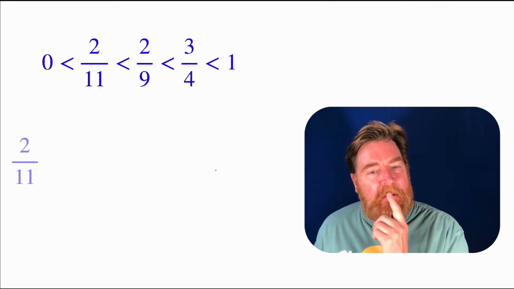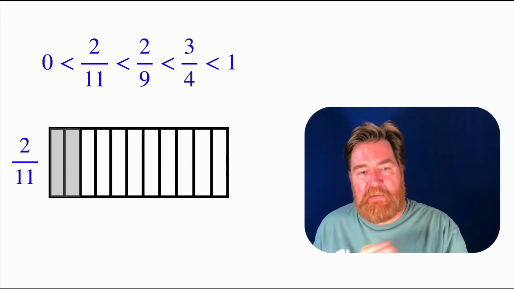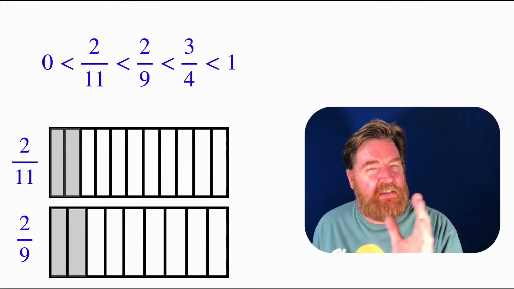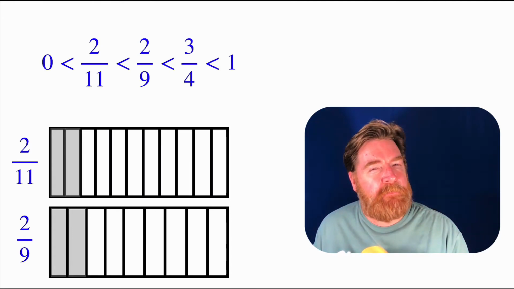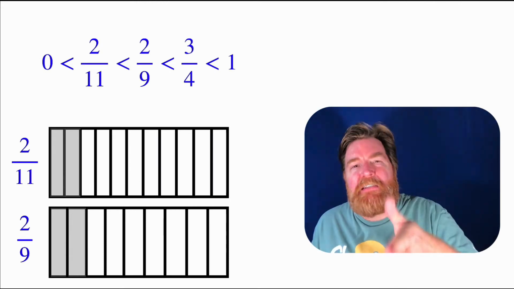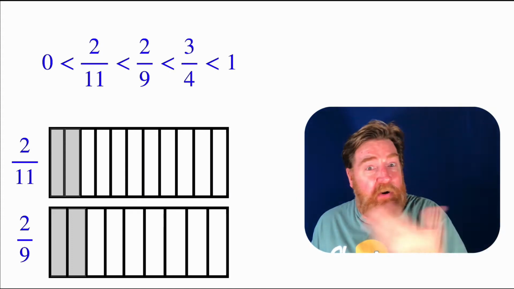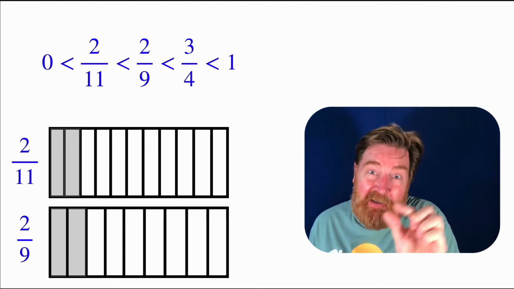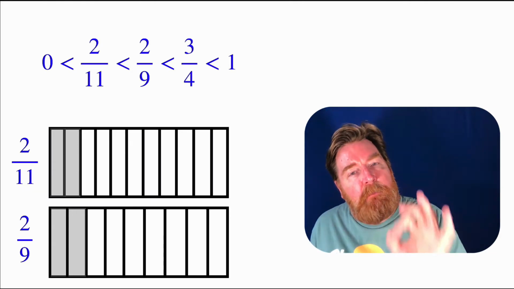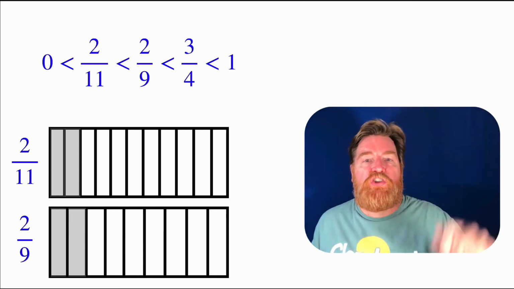Well, check this out. Here is 2/11ths. There's a candy bar, 11 equal pieces, and 2 are kept, 2 are shaded. Look at 2/9ths. See how 2/9ths is just slightly bigger than 2/11ths? Well, that's because the bigger the denominator, the more pieces we have to break that fraction bar up into, right? So think about sharing something. If you share it with more people, everybody's going to necessarily get a smaller piece. So 11ths are smaller pieces than 9ths. So therefore 2/11ths is smaller than 2/9ths.